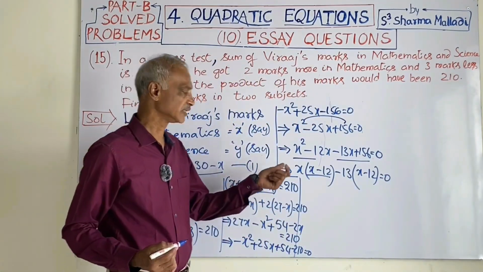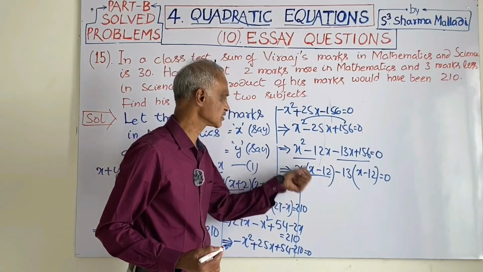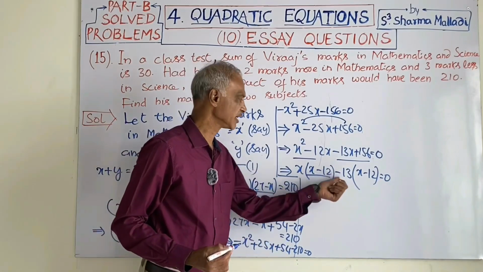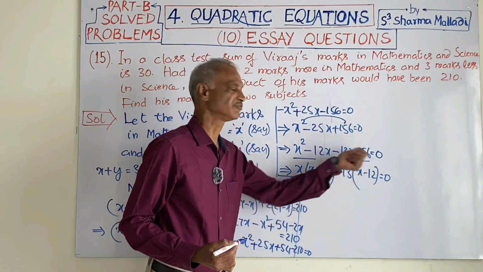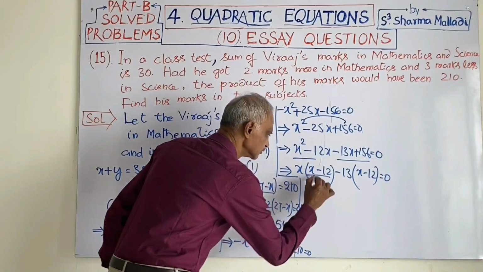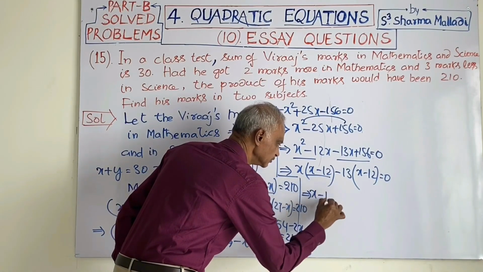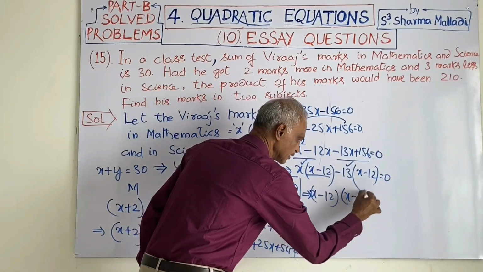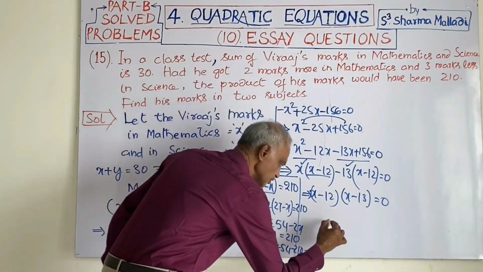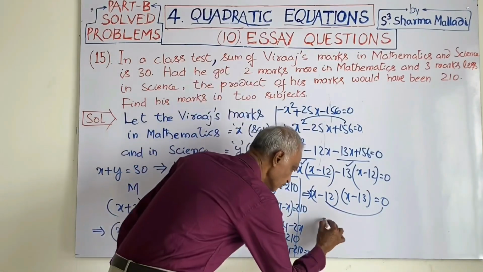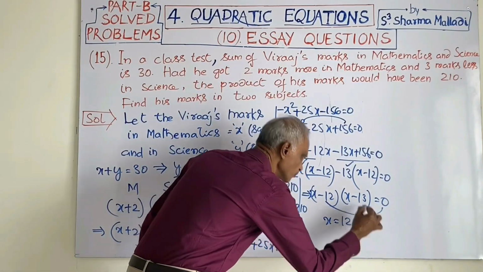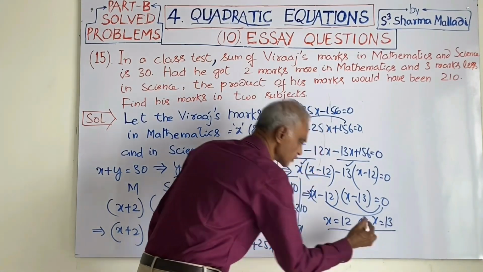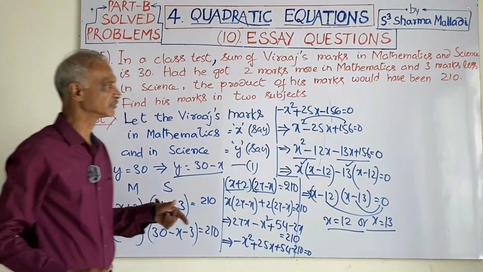Check whether you wrote correct or not. X into x, x square. X into 12, minus 12x. Minus 13 into x, minus 13x. Minus into minus, plus 156 is equal to 0. You take x minus 12 common, you will have x here and minus 13 here is equal to 0. x minus 12 is equal to 0, so x is equal to 12, or x minus 13 is equal to 0, x is equal to 13. You got two answers, x is equal to 12 or x is equal to 13.